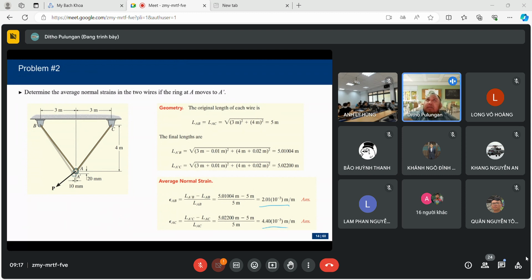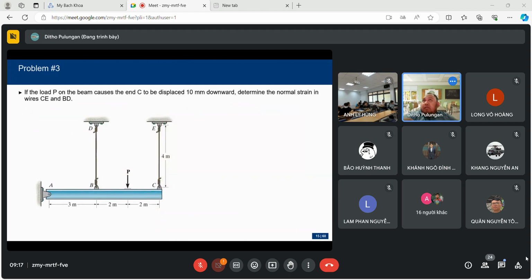I think it's pretty straightforward. How about this? Let's do one more. And I think I don't have this. Yeah. So if the load P on the beam causes the point C to displace 10 millimeters downward, determine the normal strain in wire CE and BD.